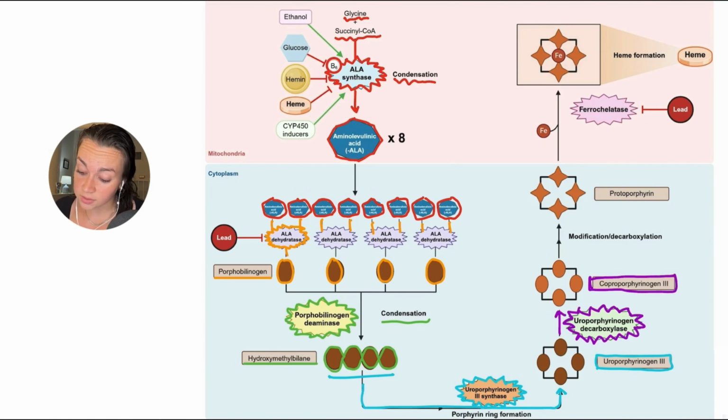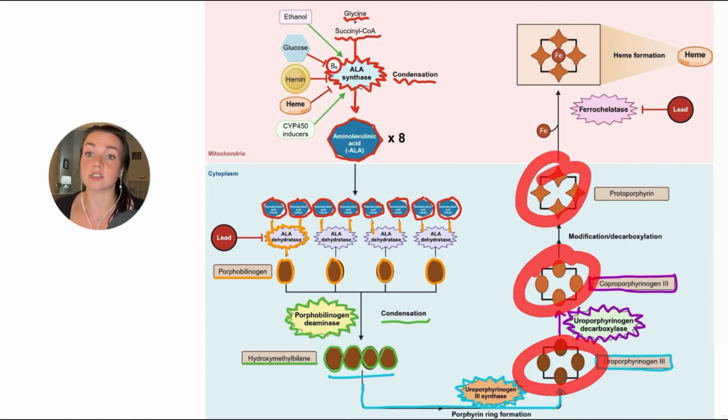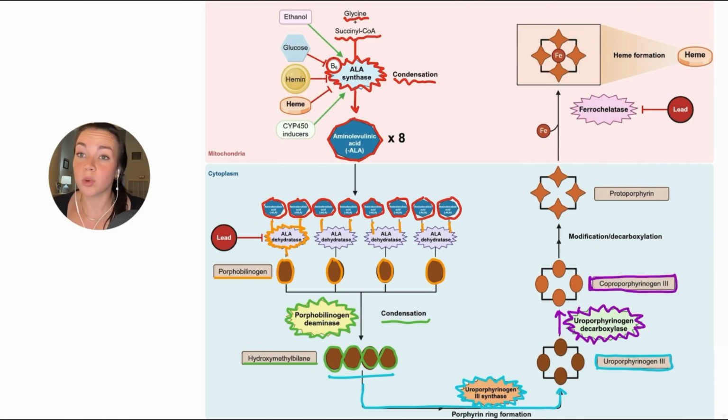So like I said, all of these ringed intermediates qualify as porphyrins, but the final form of porphyrin that we actually like to incorporate into heme is this one, protoporphyrin. We'll do a bunch of reactions to get our coproporphyrinogen III to turn into that protoporphyrin, and so there is our final porphyrin ready for incorporation into heme.